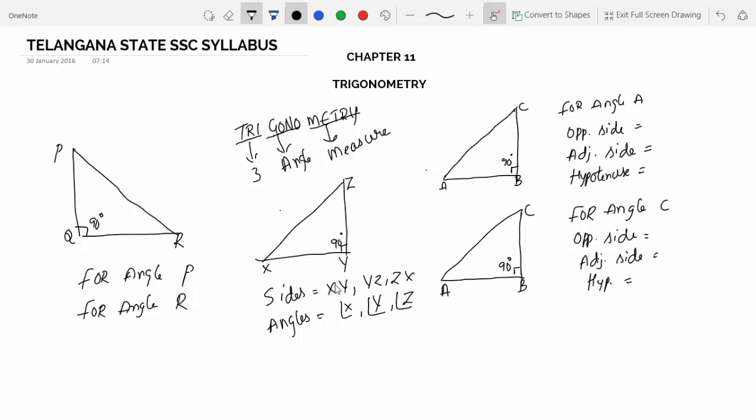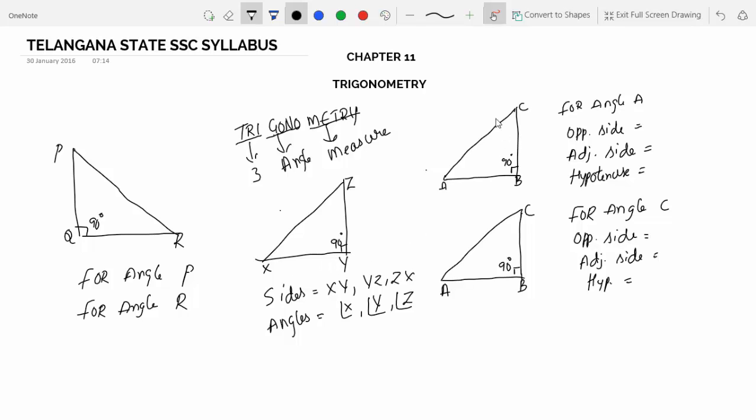In trigonometry, we will be dealing with a right angle triangle. A right angle triangle is a triangle in which one of the angles is 90 degree. For example, in the triangle that I have drawn, XYZ, angle Y is 90 degree. So it is a right triangle.